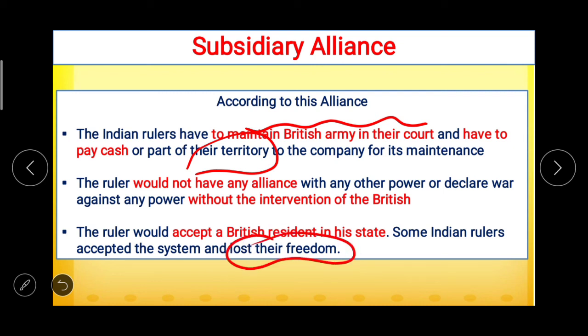जो ऑब्जेक्टिव था सब्सिडी अलायंस का वो यही था कि जो लोकल रूलर्स है इंडिया के वो अपना फ्रीडम खो दे और उनकी टेरिटरी जो है, उनकी जो मिलिट्री पावर है वो सब ब्रिटिश के हाथ में आ जाए.